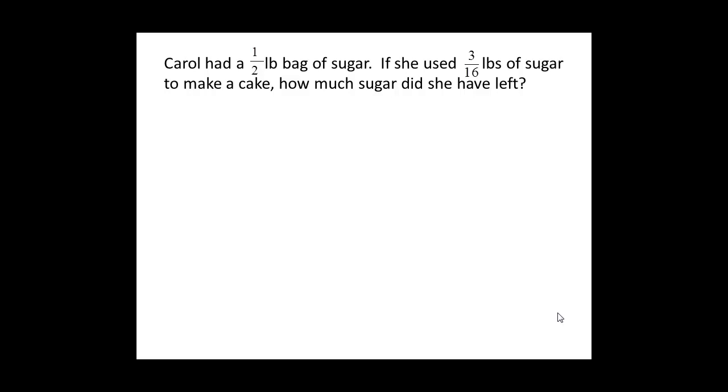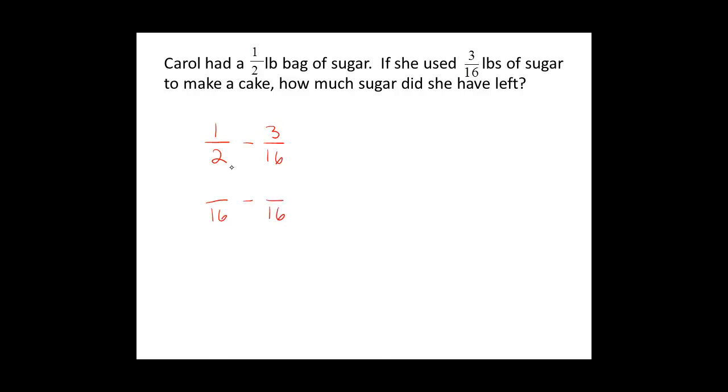We will subtract 1/2 pound minus the amount of sugar she used to make the cake, which is 3/16 of a pound. So we write our problem 1/2 minus 3/16. When we subtract fractions, we need to remember we need to have a common denominator. The least common multiple of 2 and 16 is 16. So we write 16s in the denominators of both.